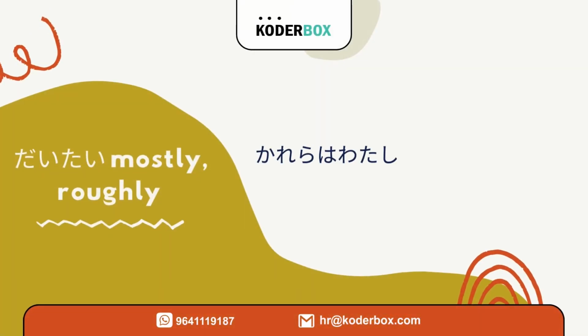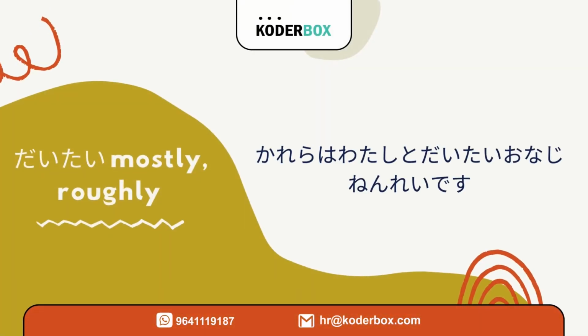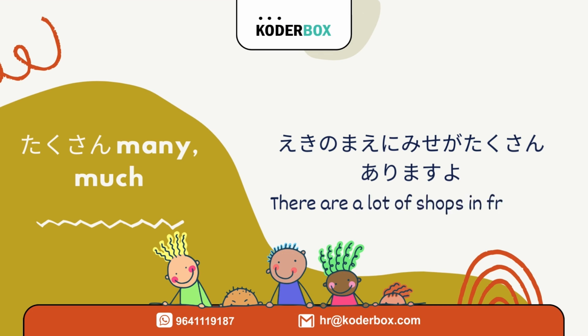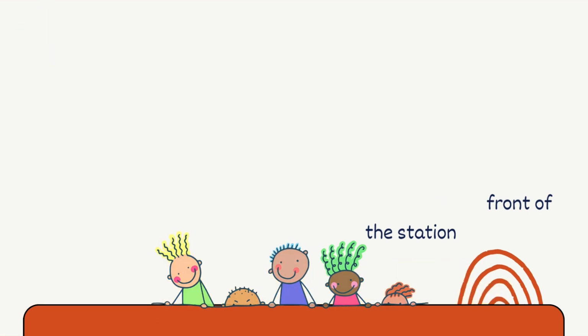Seventh, daitai, mostly, roughly. Karina wa watashi to daitai onaji nenrei desu. He is almost the same age as me. Eighth, takusan, many, much. Eki no mae ni mise ga takusan arimasu yo. There are a lot of shops in front of the station.